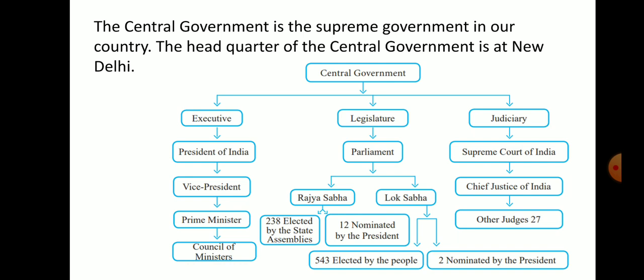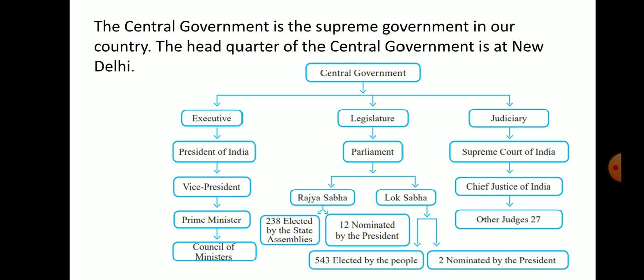What is this Rajya Sabha? It is elected by the representatives. It has 238 elected members and 12 members nominated by the President. And the Lok Sabha has 543 members elected directly by the people. So here you can recall the direct election and the indirect election. Lok Sabha has direct election and the Rajya Sabha has indirect election, that is, by the representatives. Well, in the Lok Sabha also, two members are nominated by the President.